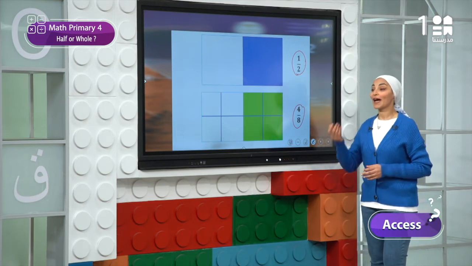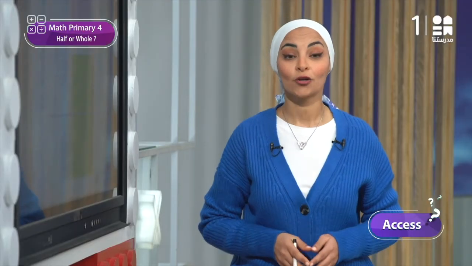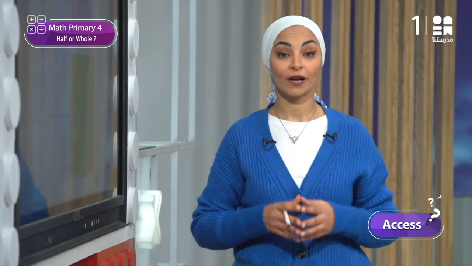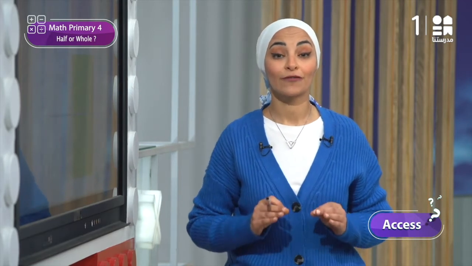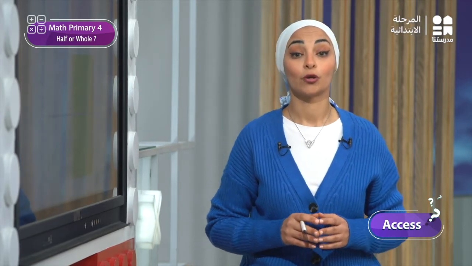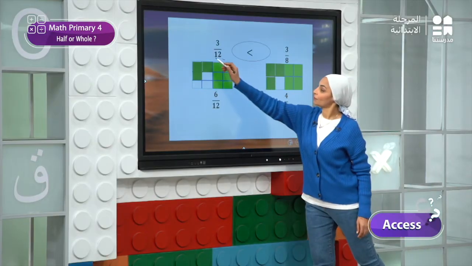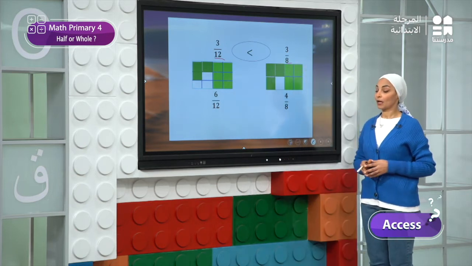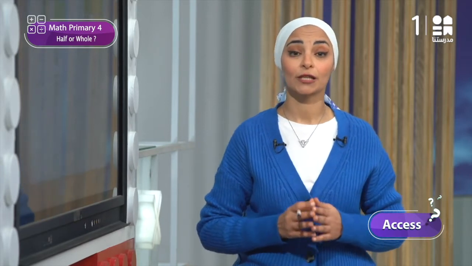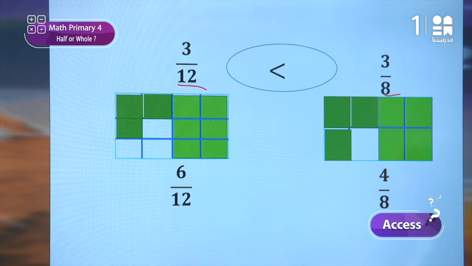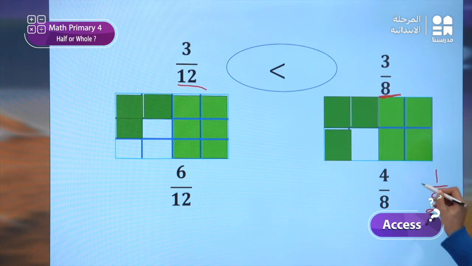And now if we went back to the problem in the access part, we can compare 3 over 12 to 3 over 8, and I'm using the benchmark fraction half. Let's look at our problem. Here is 3 over 12 and 3 over 8. If we look carefully at 3 over 8, we regrouped the benchmark fraction half to an equivalent fraction, which is 4 over 8. So now I want an equivalent fraction for half and its denominator must be 8. So I found 4 over 8 is equivalent to half.